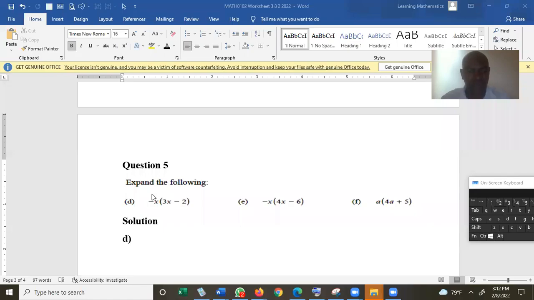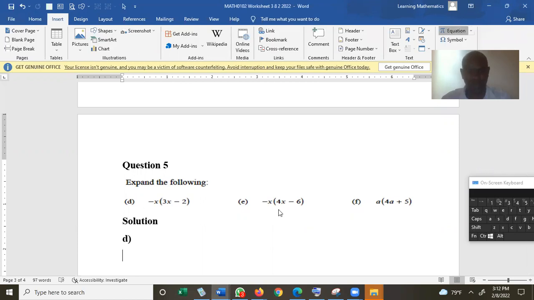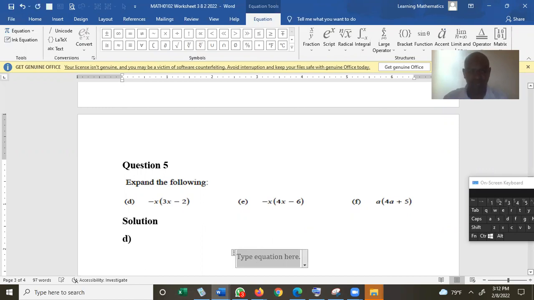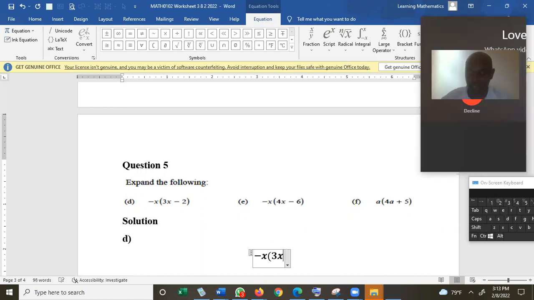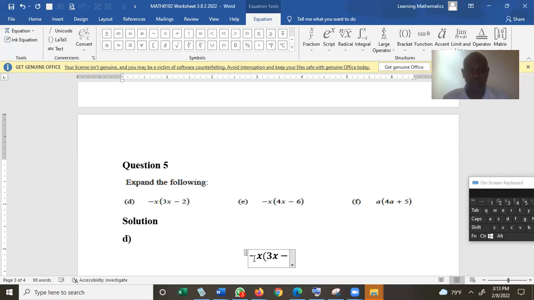So in question number 5, we are going to do part D, expanding with letters instead of numbers outside of the bracket. So the first one, part D, we have negative x. Let's write it down how it is written. Normally, that's how it will come. You have a negative x stuck together to a bracket. You have a free x. You have a subtraction sign. Yes, you have a subtraction sign and you have a 2.